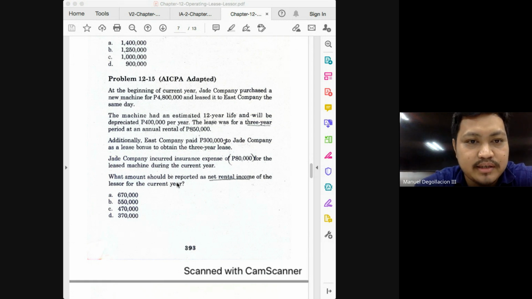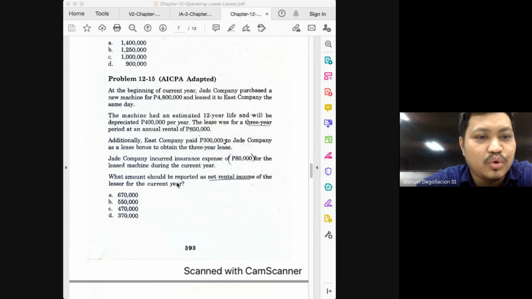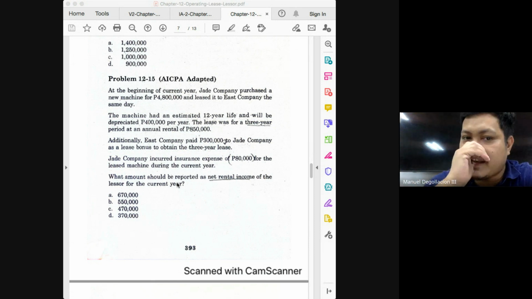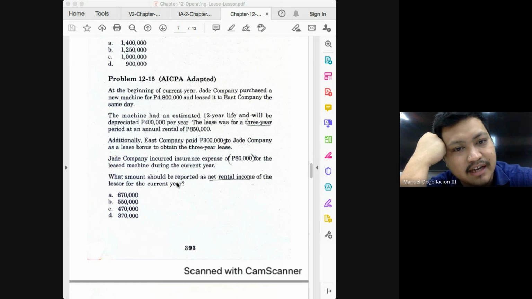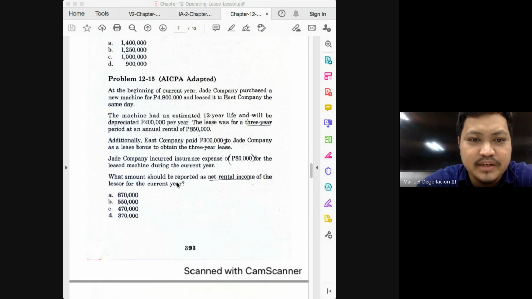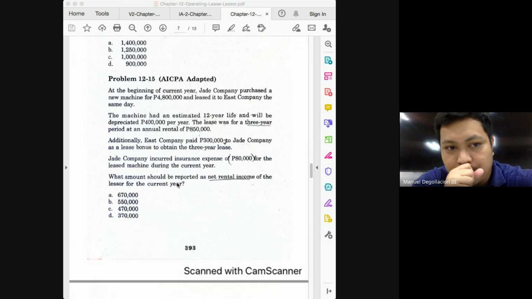Additionally, who is East? The lessor or the lessee? Who is East here? The lessee. So what should we do with the 300,000? Add or deduct from the total rent? Paid by the lessee, additional cash received by the lessor. This would be added. Okay. The lessor incurred insurance expense of 80 for the leased machine during the current year. Okay. So start with your annual rent. Annual rent is very simple. It is just, sorry, we will have to add the 300 first.